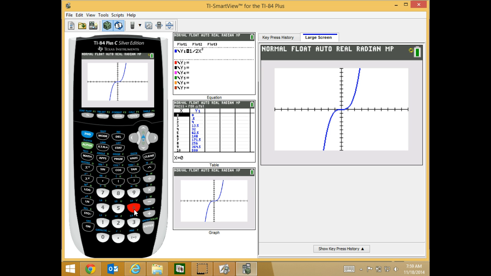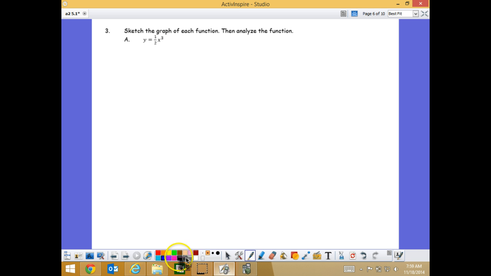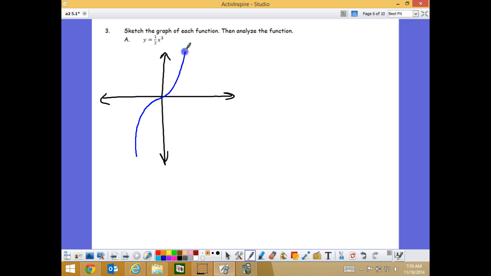And that's what it looks like. So our y and x intercepts are both 0 in this case. So I'm going to go back and sketch this graph. And it looks something like this. Then I'm going to analyze this function with those four pieces.